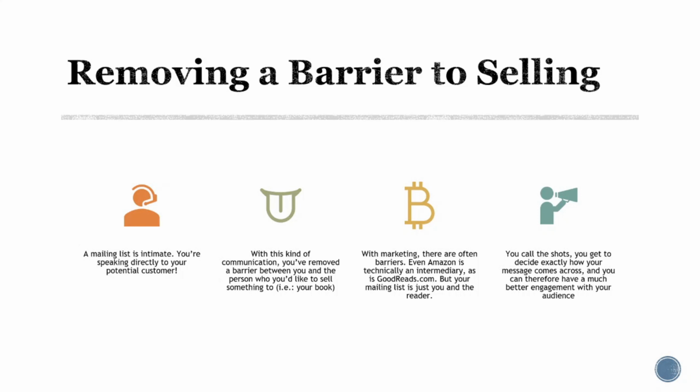Like with Amazon, where they're an intermediary, or even Goodreads, where the platform separates you from the individual. But with a mailing list, the relationship is solely between you and the reader. See how powerful that is? You call the shots. You get to decide exactly how the message comes across. It's a cleaner way of engaging with your audience and provides a better pathway toward increased sales.